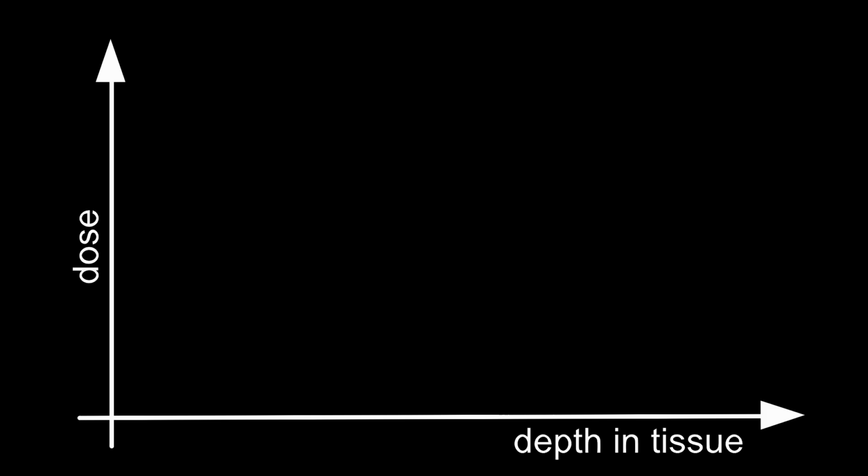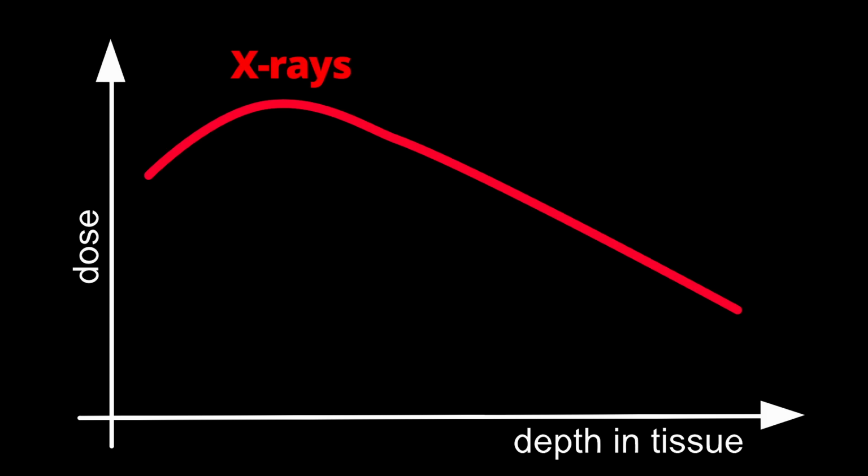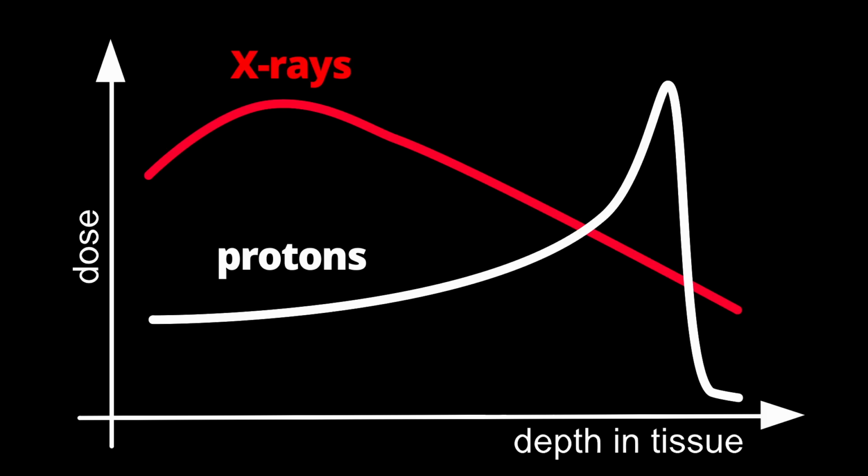For X-rays, the curve looks somewhat like this. It does have a peak where the beam deposits most of the energy, but it'll dump a significant amount over a pretty big stretch of distance. That's the problem, which damages healthy tissue. But if you instead take a beam of protons, the energy deposit in the tissue looks like this.